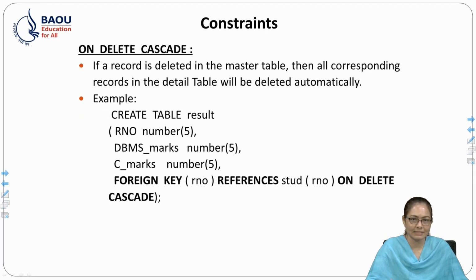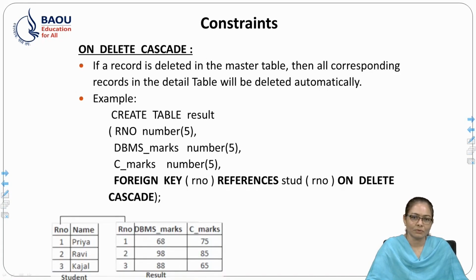Here we see in the example, create table result, in the bracket roll number size 5, comma DBMS marks number size 5, comma C marks number size 5, in the bracket comma foreign key in the bracket roll number references student in the bracket roll number, and at last it writes on delete cascade. When we define the foreign key, just add the words on delete cascade. So it is used to delete the records from the master table, then automatically records will be deleted in the child table.